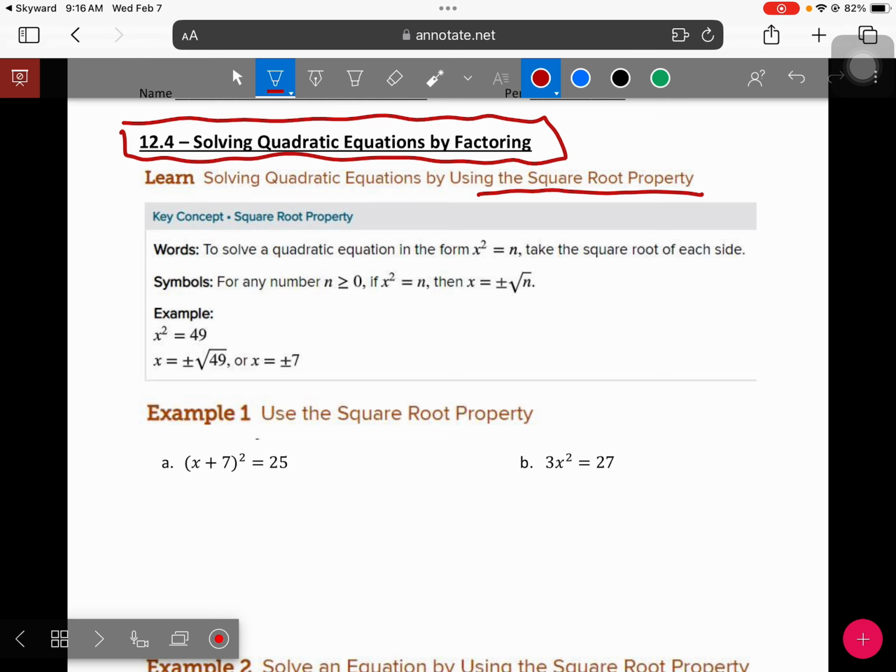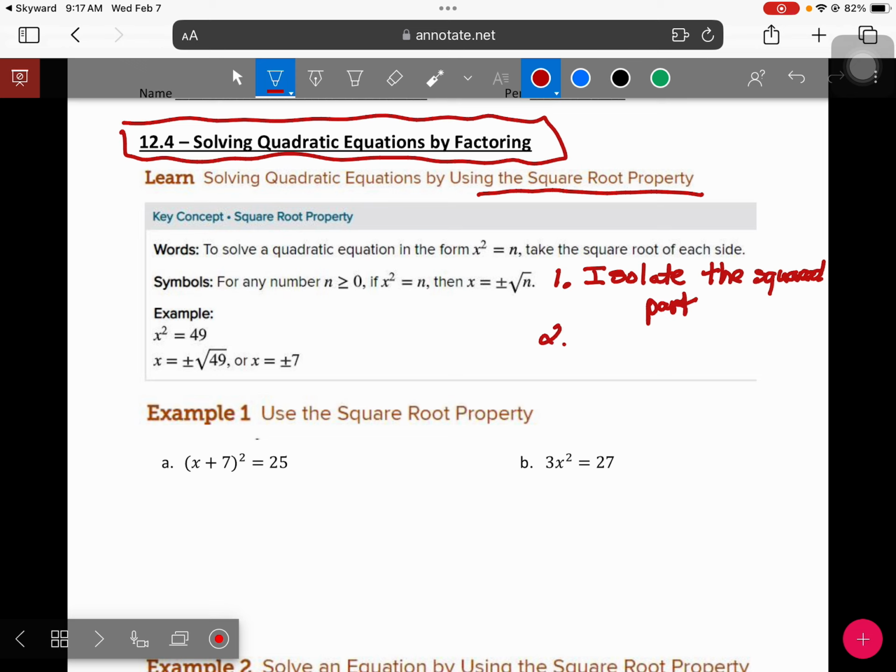Okay, square root property. To solve a square root equation in the form of x squared equals n, take the square root of each side. Well, yeah, it's not quite that simple. I'm going to add a few steps here. I'm going to say first, isolate. What does isolate mean? Get it by itself, okay? Isolate the squared part. So get the squared part by itself.